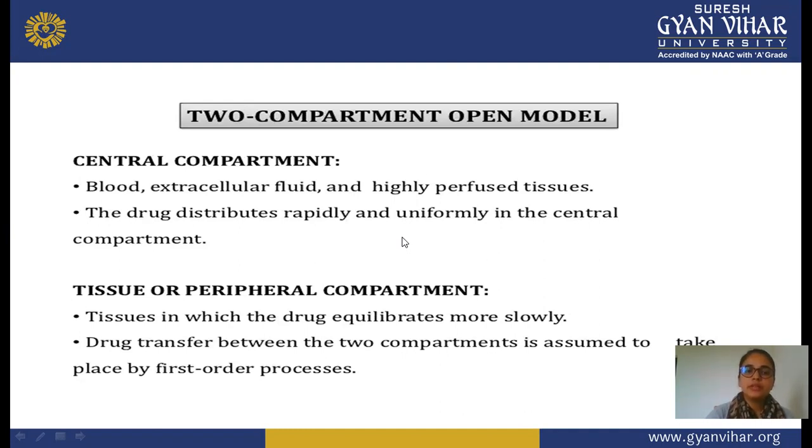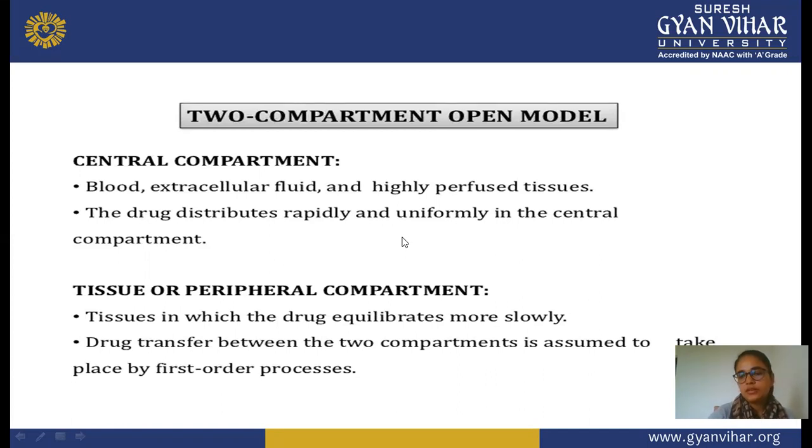In the central compartment, we have blood and extravascular fluid that is highly perfused. Here we are considering those tissues or organs in which high perfusion takes place. So the central compartment is where the blood, extravascular fluid, or highly perfused tissue is present, and the drug is distributed rapidly and uniformly in it. You can understand this point because only those tissues or organs that have a higher perfusion rate are present in this compartment.